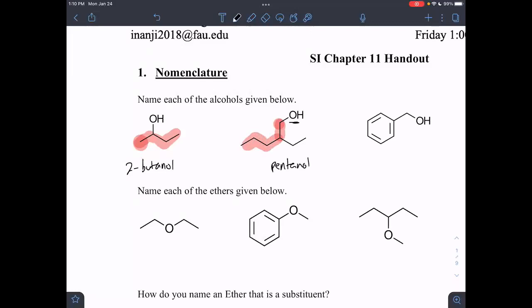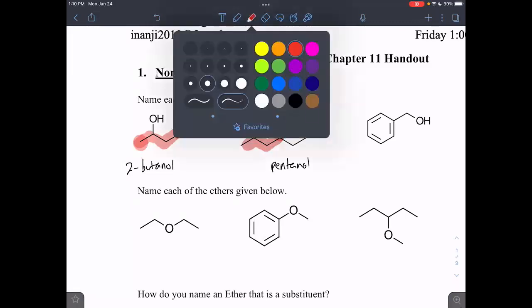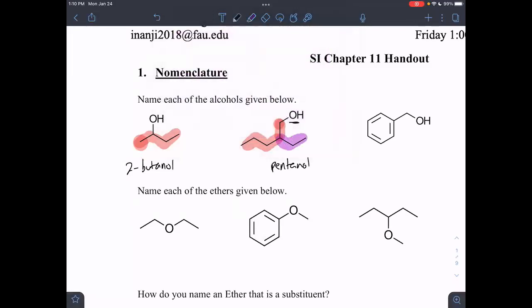But there is a substituent. What is this substituent over here called? And what carbon number is it on? So your total name is going to be 2-ethyl pentanol, or 2-ethyl-1-pentanol.